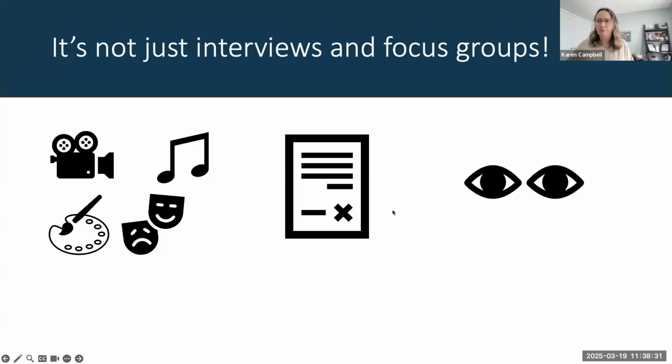We do have other arts-based ways in which you can collect data. Documents are definitely a thing, and observations are also part of applied qualitative methods. Just we tend not to do them for the extreme amount of time that you might see in an ethnography. So lots of ways to elicit data.